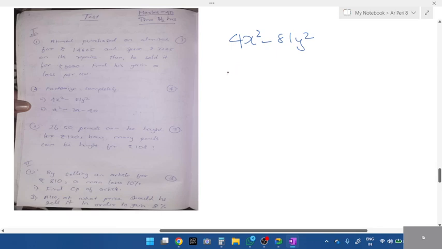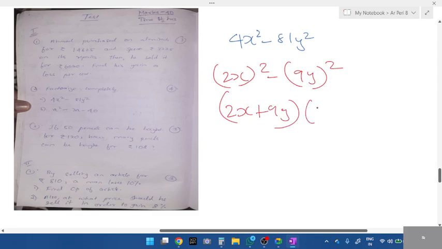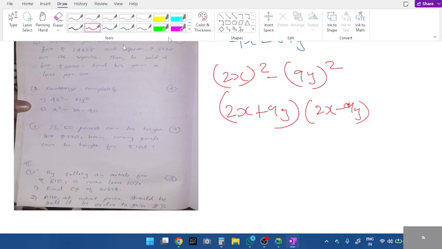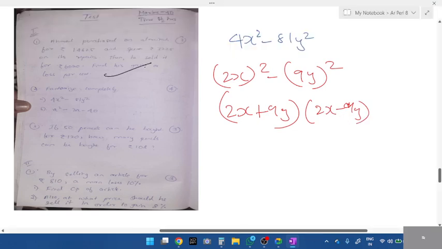How do you convert this? It's a perfect square. 2x the whole square minus (9y) the whole square, so it is 2x plus 9y into 2x minus 9y. If it is correct, just correct it. For the first question, give full marks because the question was wrong, students. Give full marks for that if you have done it right. Second question, the first one is for 1 mark. Sorry, 2 marks. Two questions, two marks each.